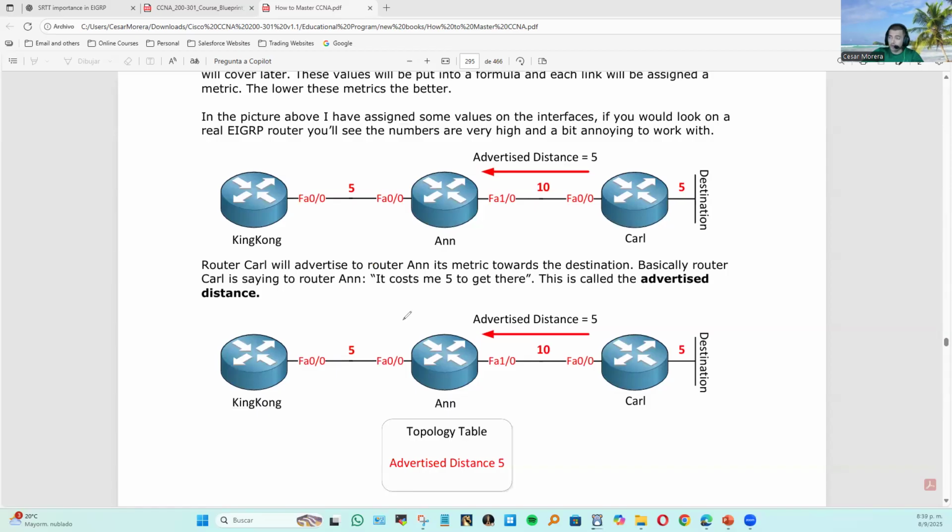Router Carl, in this case this one, will advertise to router Ann, which is this one, its metric toward the destination. Basically, router Carl says to router Ann, it costs me 5 to get here. So the advertised distance is 5 because it's the first cost we got in order to get to that specific destination. This is the advertised distance, what it costs to get from one location to the other.